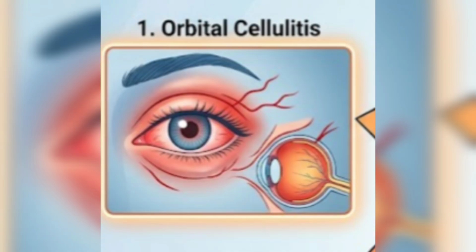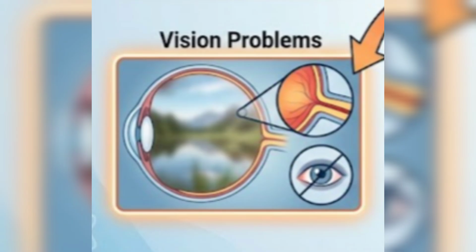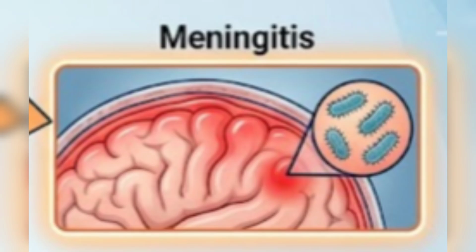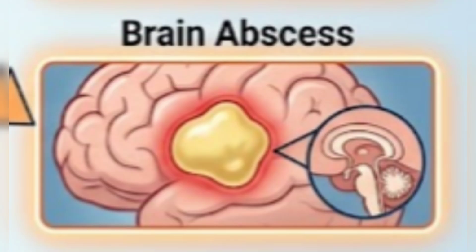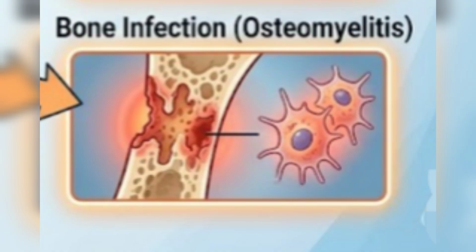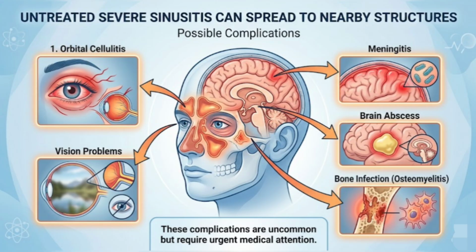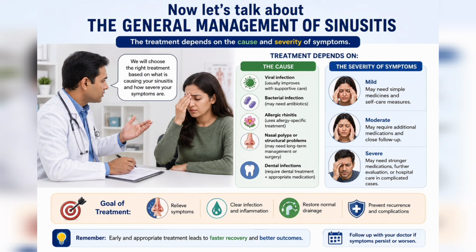Possible complications include orbital cellulitis, vision problems, meningitis, brain abscess, bone infection. These complications are uncommon but require urgent medical attention. Now let's talk about the general management of sinusitis.